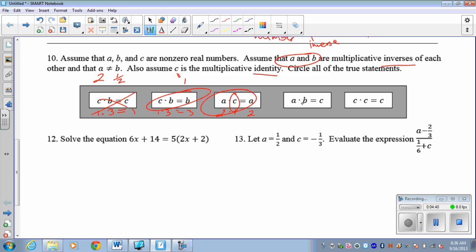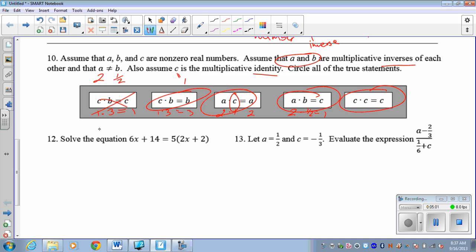So when these guys are inverses, they cancel out. 2 times 1/2 equals 1, which is the identity. That's true. Now, does the identity times itself equal the identity? Sure it does. 1 times 1 equals 1. So the last 4 were true there.